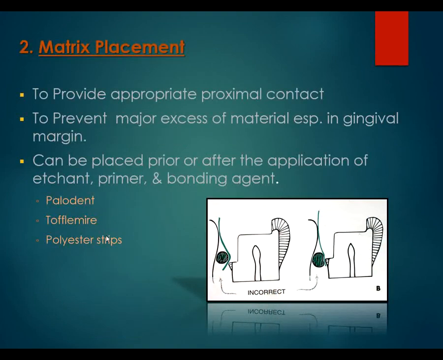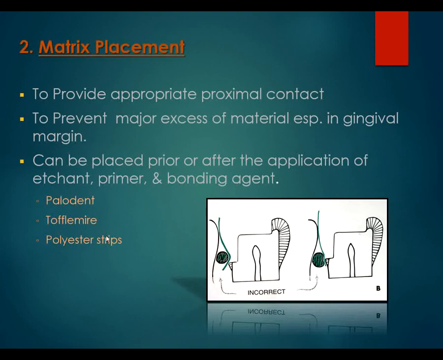Okay, after curing the bonding agent for class 2 composite restoration, to rebuild the proximal wall, we will place a matrix band. Matrix band is used to provide appropriate proximal contact and to prevent major excess of material, especially in the gingival margin. Can be placed prior to or after the application of etchant, primer and bonding agent.